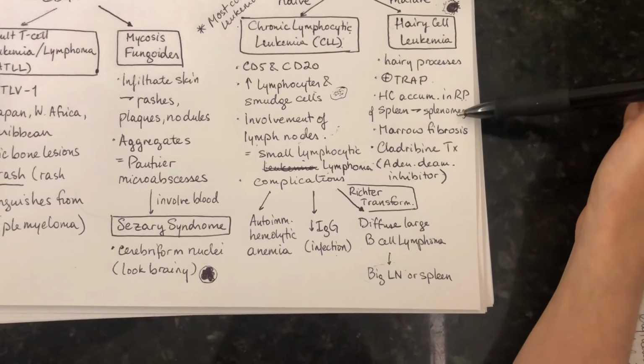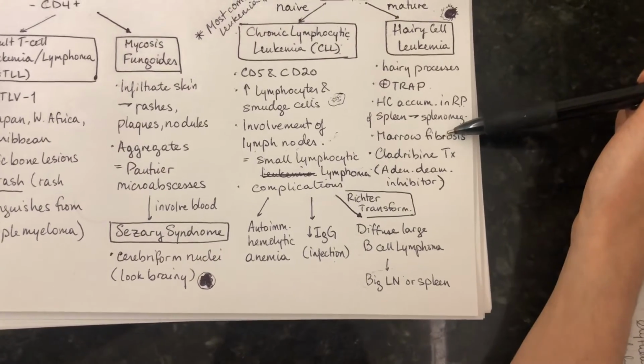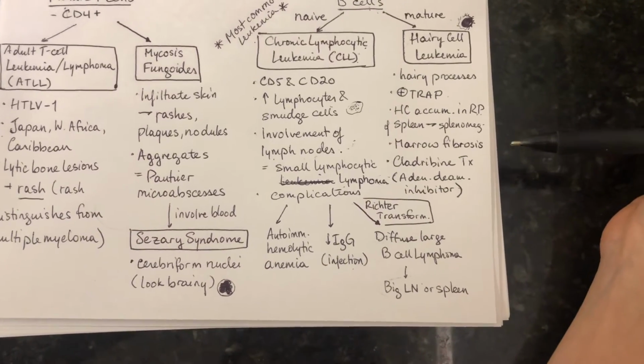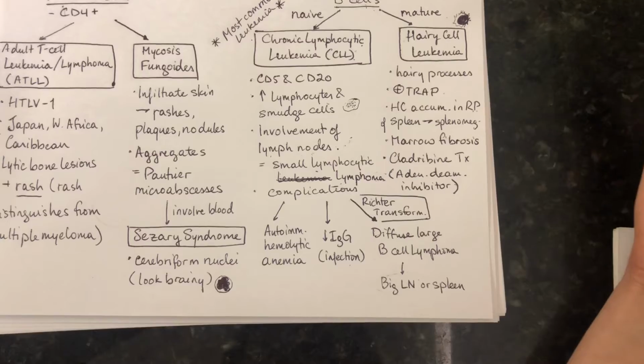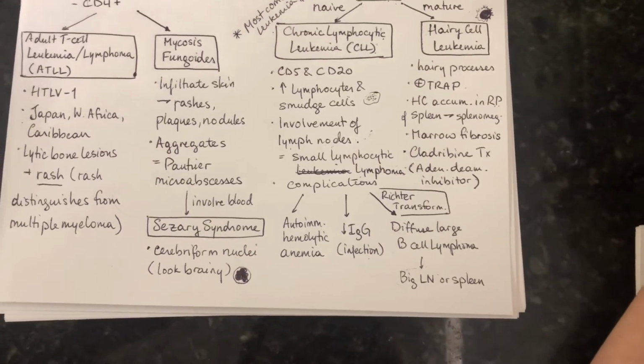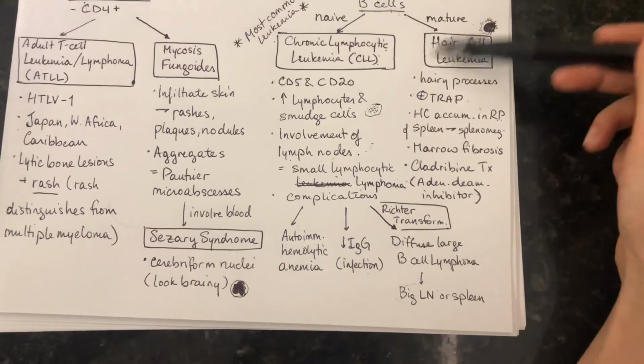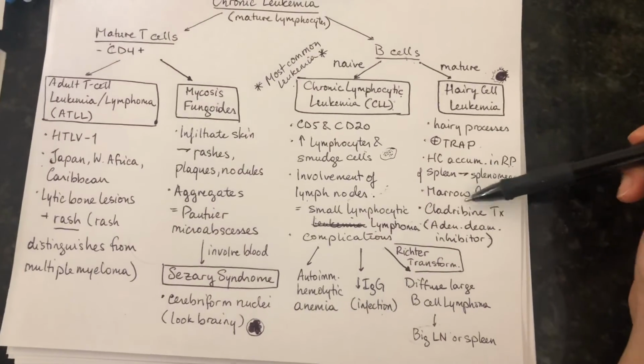And you're going to have marrow fibrosis. They're going to get trapped in your bone marrow. And because you have marrow fibrosis, the hairy cells can't travel to your lymph nodes, so your lymph nodes are not going to be large with hairy cell leukemia.